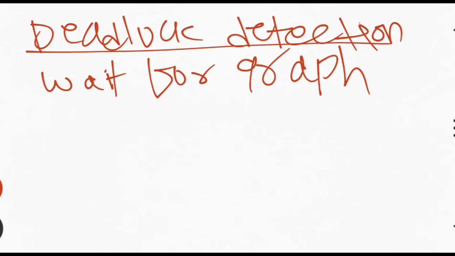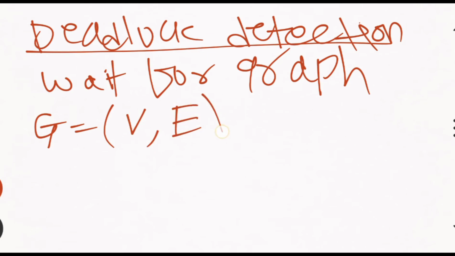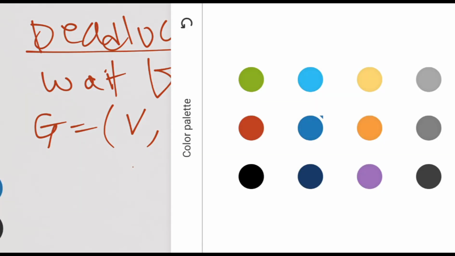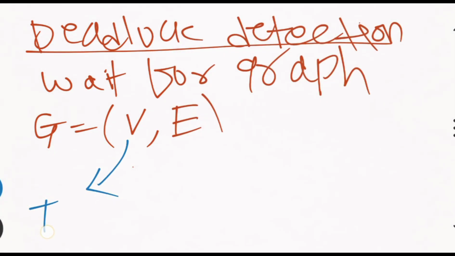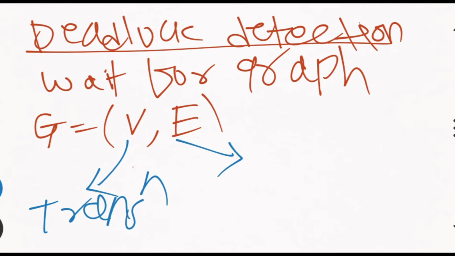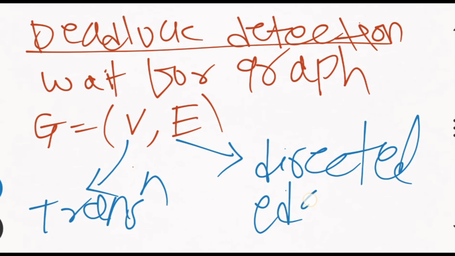If I am having a wait for graph indicated by G equals (V, E), where V indicates the vertices in terms of nodes. These nodes describe the transactions. So V indicates the transactions, and E indicates the edges, directed edges.